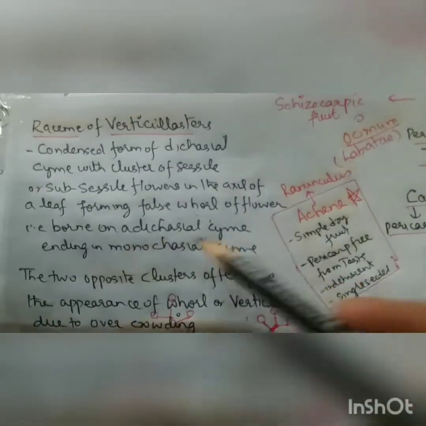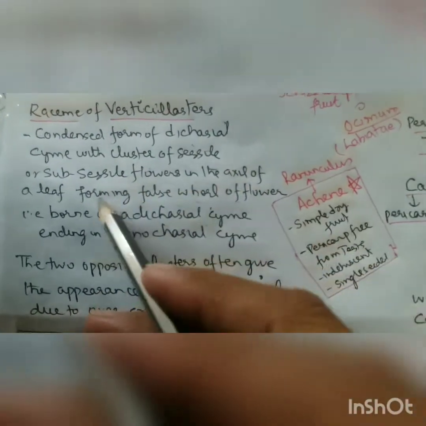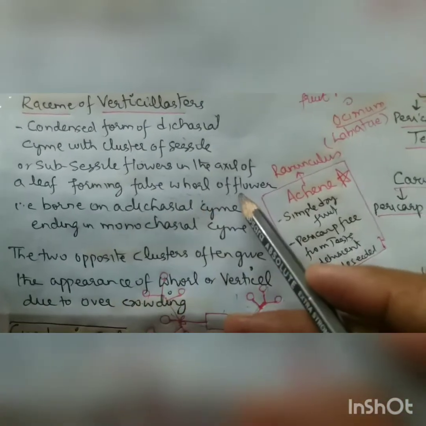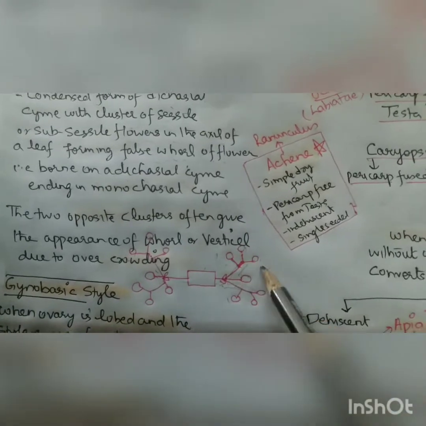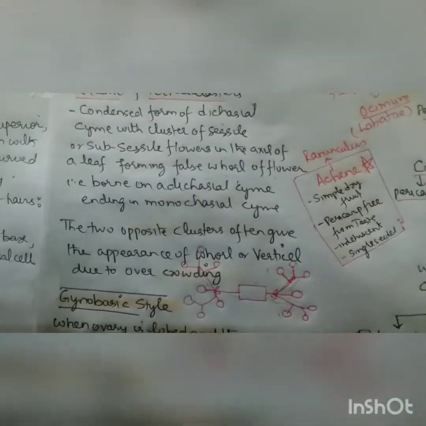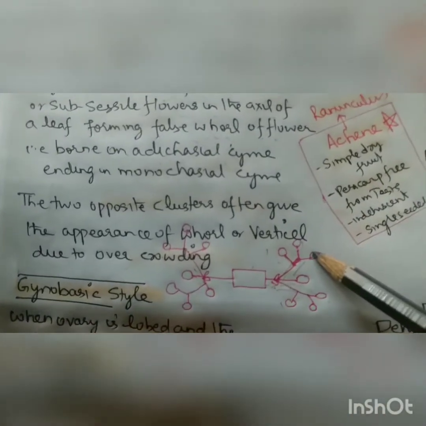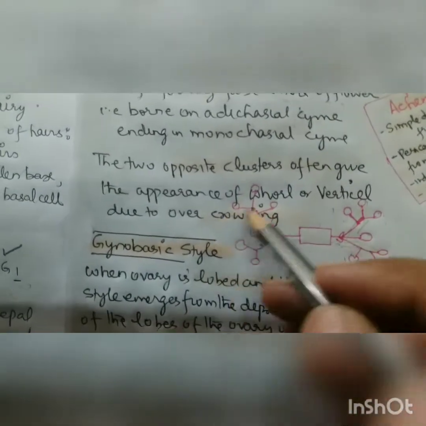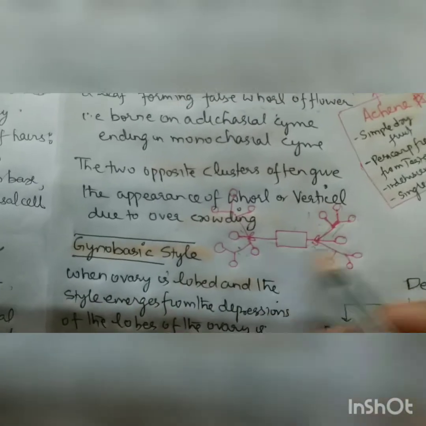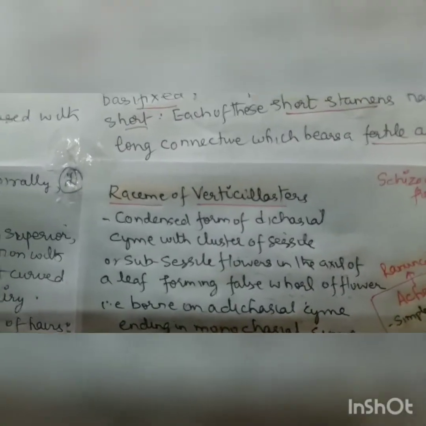These are the condensed form of dichasial cyme with clusters of sessile or subsessile flowers in the axil of the leaf, forming a false whorl. Right? See, it is a dichasial cyme and it has clusters of flowers which are sessile or subsessile and borne on a dichasial cyme ending in a monochasial. See, it's ending in a monochasial. The two opposite clusters, see 1 and 2, often give an appearance of whorl or verticil due to overcrowding. And these two opposite verticils give a whorl or verticil. That is why it is called raceme of verticillaster.